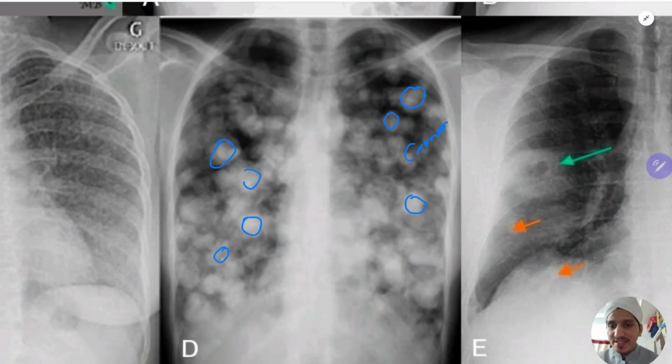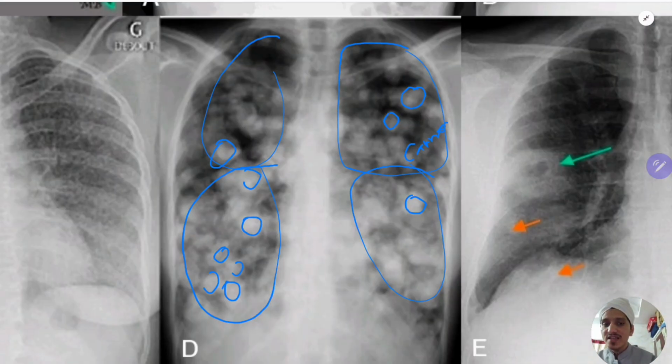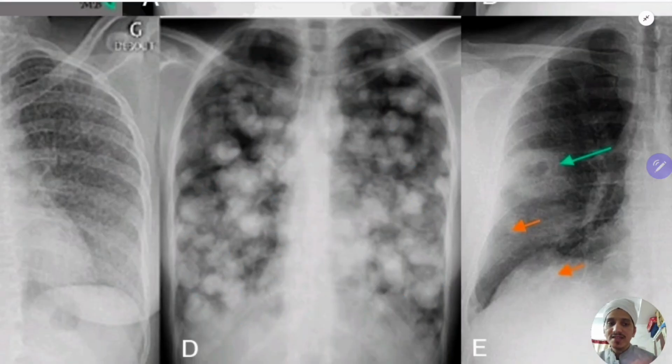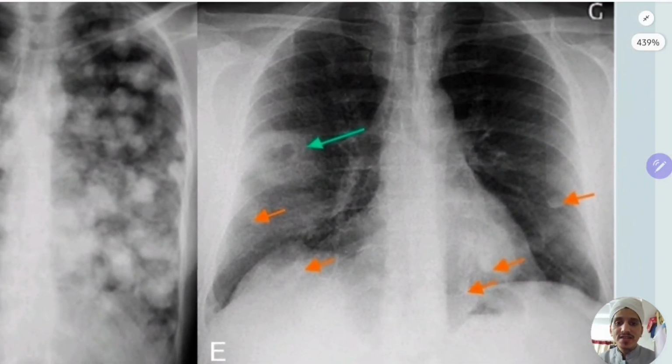So this is metastasis to the lung. They are aggregated more in the lower lobes, the lower zones of the lung. In the upper zones they are there, but not that many. Compared to the lower zones, the density of these metastases in the upper zone is less. Again here, you can see.